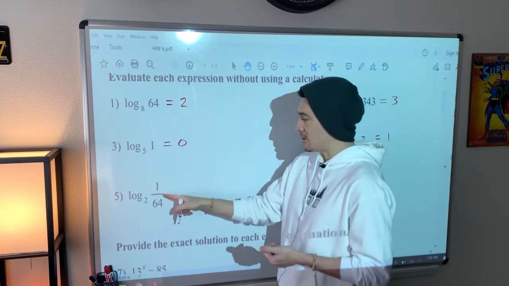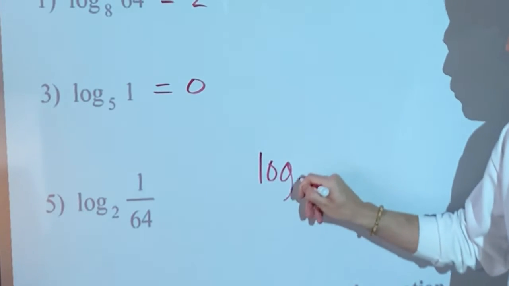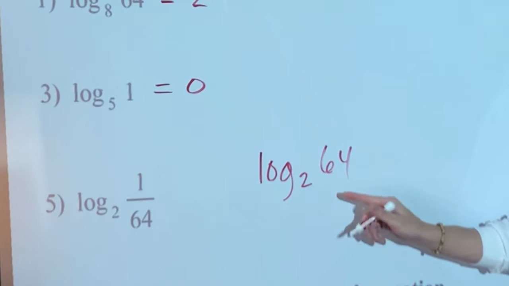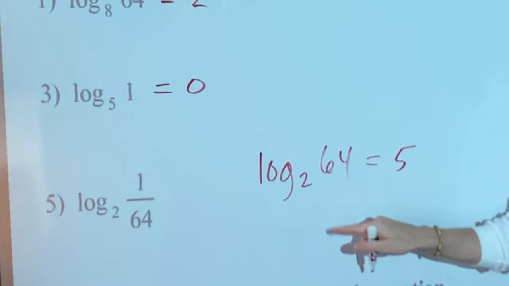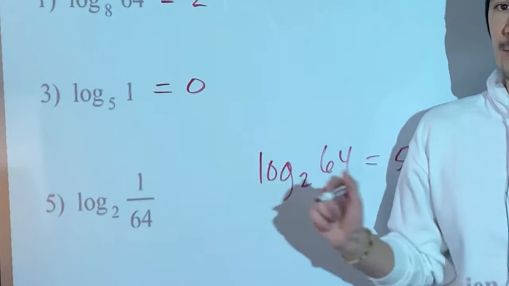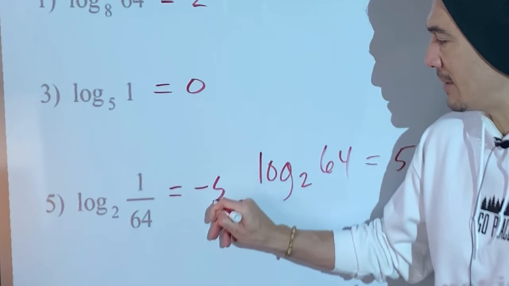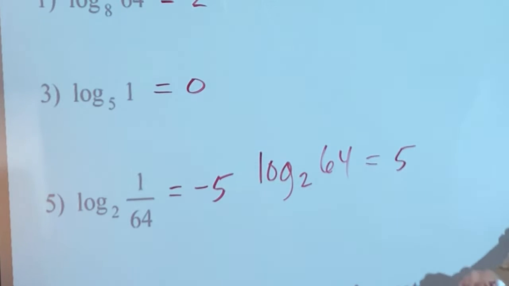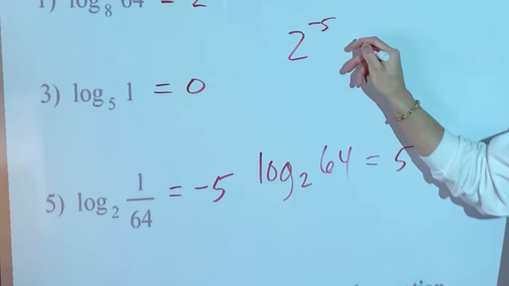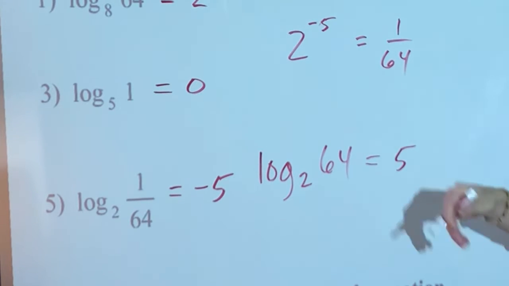Ooh, now this one here, check it out. What if the problem said this instead? If the problem said log base 2 of 64, the result would be 5, because 2 to the power of 5 is 64. But this says 1 over 64. So the trick is you can essentially just turn that into the same number but make it negative, because you can check this. 2 to the power of negative 5, if you type that into your Casios, is 1 over 64.